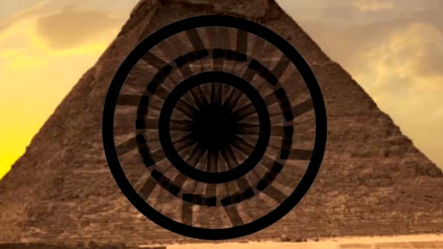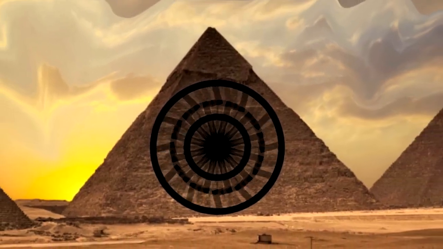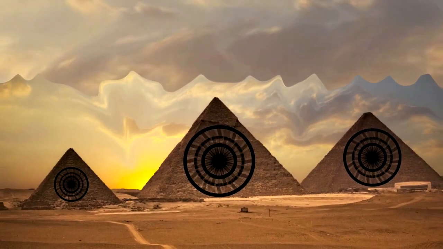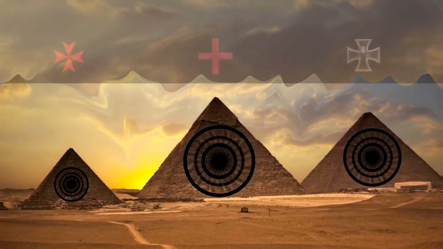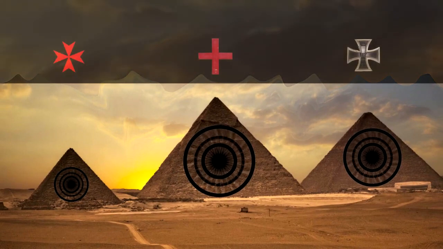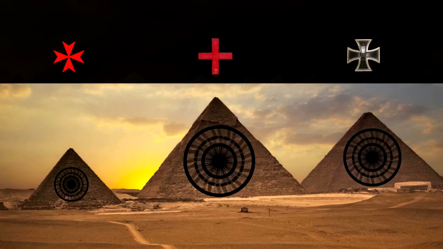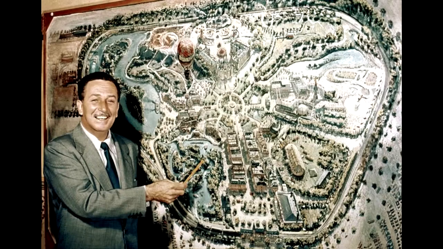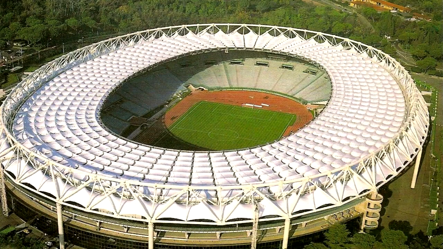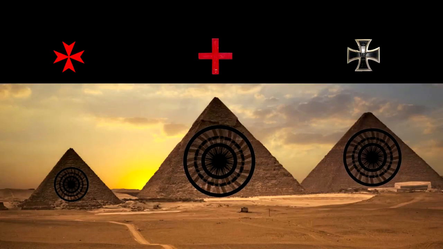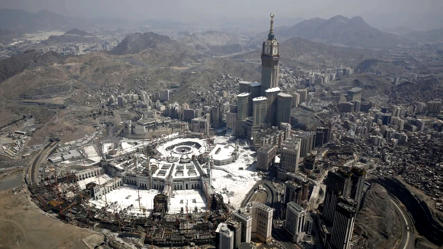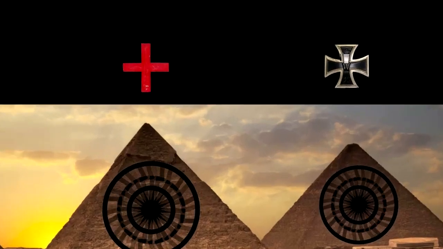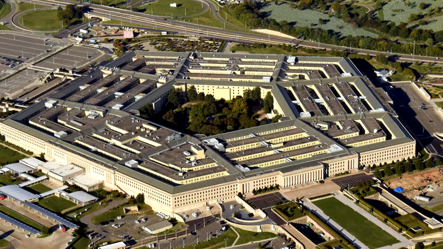Take a look at the harvesters. It's always about the hive mind. The top of the pyramid is harvesting the bottom. You could divide it again in three orders: the Templar Knights cult, entertainment, sports, Knights of Malta cult, religion, and Teutonic Order cult, military buildings.